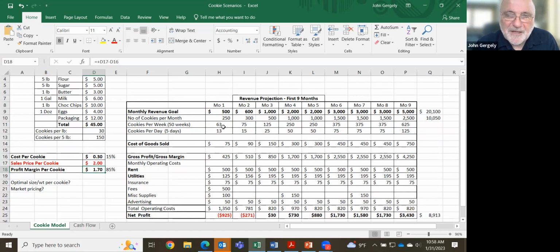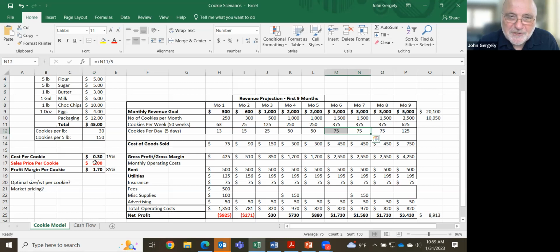change some of your assumptions to say, well, what if I can squeeze out 45 cookies per pound and still sell them for $2? Then your profit margin improves a little bit. But the fundamentals here are fairly sound, that at a fairly low volume of cookies, I have the ability to make them.